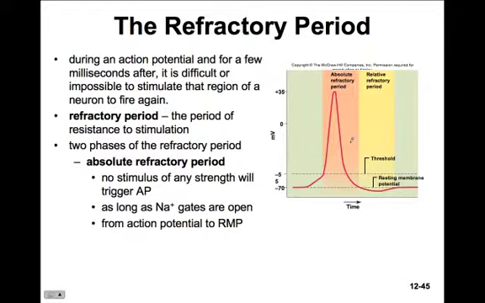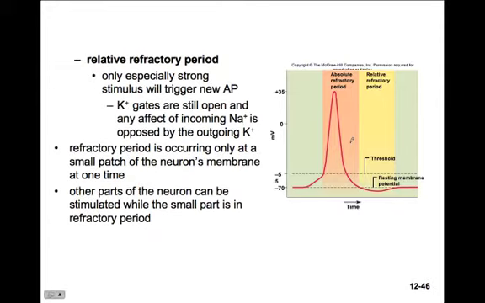The relative refractory period means that only an especially strong stimulus can trigger another action potential. The potassium gates are still open during the relative refractory period, and thus potassium is still moving out of the cell, and we're hyperpolarizing, as in becoming more polarized. Thus, it takes a greater stimulus to raise us up to the threshold value.